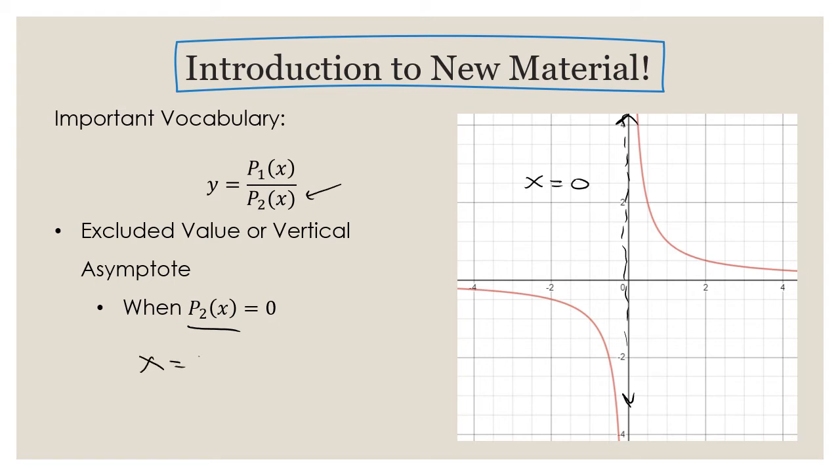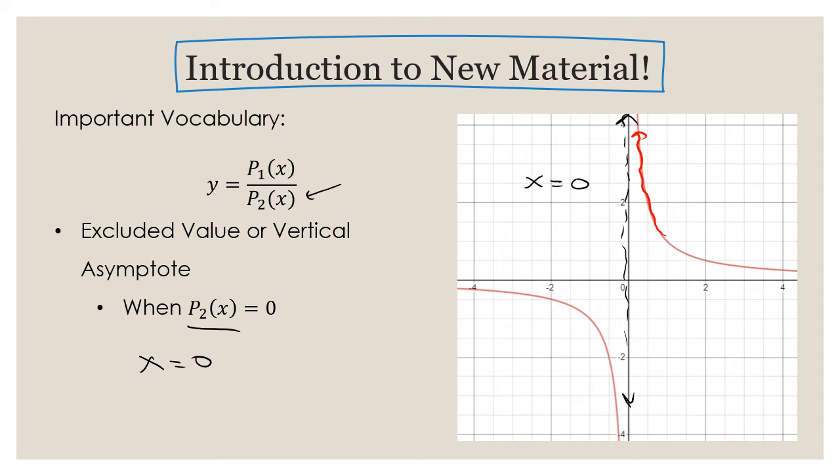Vertical asymptotes are always going to be in terms of x. So x equals 1, x equals 2, x equals something. That will be your vertical asymptote. And notice in this case that the graph gets really, really close, and it's actually going to get infinitely close to this line, but never actually touch it. So that's what an asymptote is.